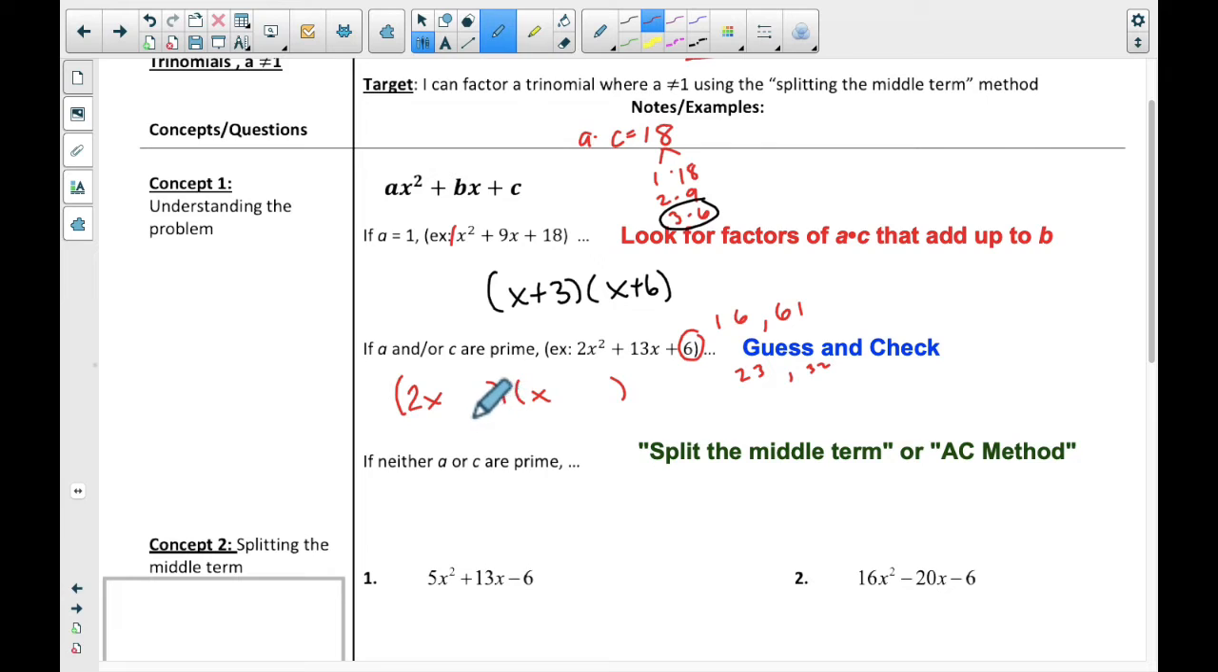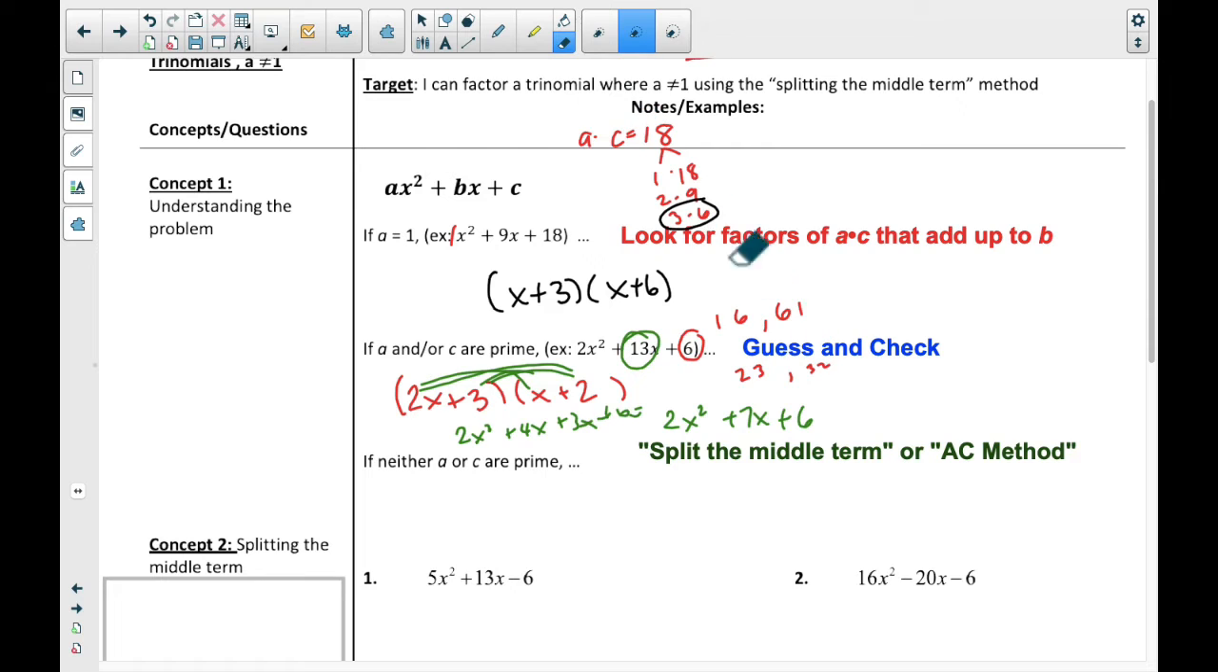Well, let's just say I tried 3 and 2. And again, they're all pluses, so I can do a plus and a plus. That's my guess. Now my check part is I'm going to distribute it. 2x squared and 4x and 3x and 6. And so then that's going to be 2x squared plus 7x plus 6. Well, we needed a 13, not a 7. So that doesn't work. That's the guess and check part of it. So we have to now erase that or cross it out and go for another one.